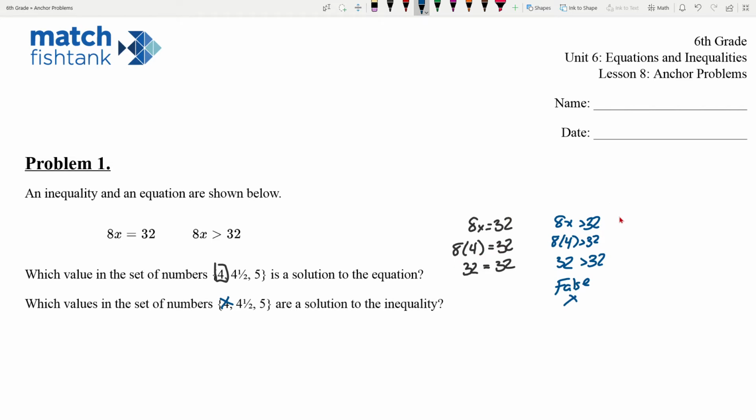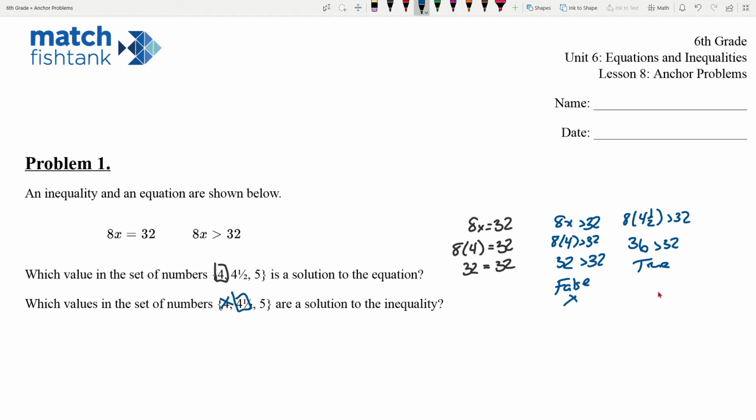Put in the 4.5 now. 8 times 4.5, is that greater than 32? Well, 8 times 4 is 32. 8 times a half is 4, so this is going to be 36. We need to be greater than 32, and sure enough, that's true. So 4.5 is a solution to this inequality.